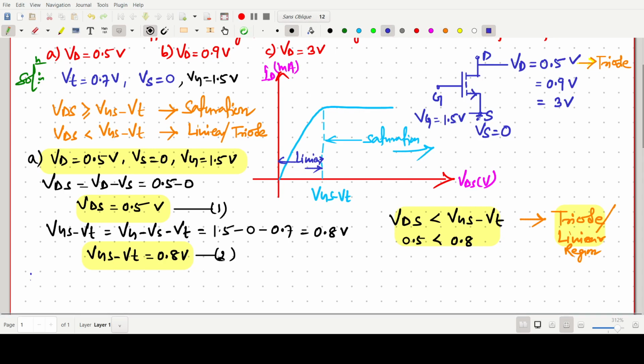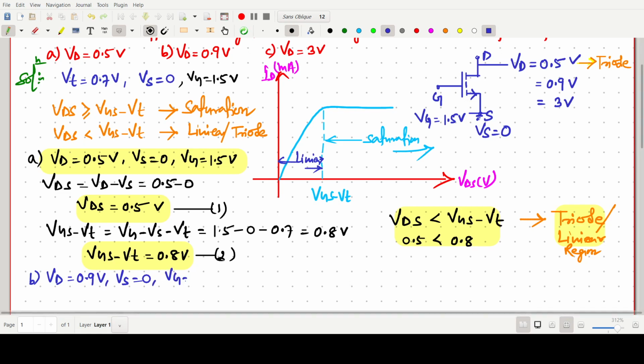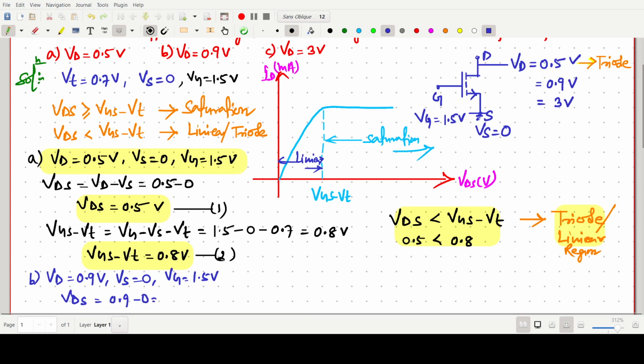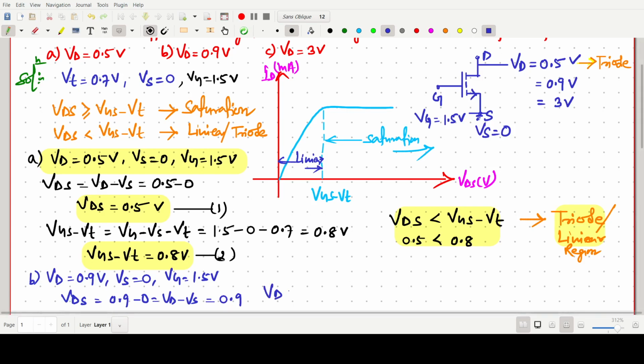For VD value 0.9 volt, VS will be grounded, no need to change, 1.5 volt. Now first we have to find the VDS. Here VDS will be 0.9 volt because it is VD minus VS. VS is grounded, so simply 0.9 volt. So VDS is our 0.9 volt.